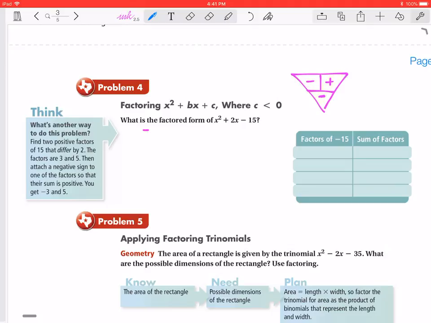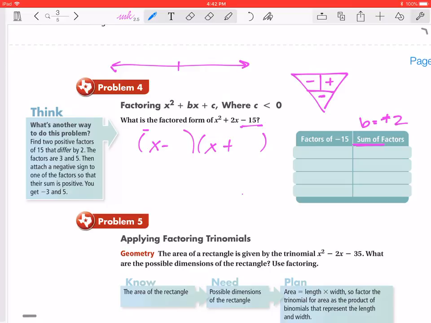So this is one way that you can remember in terms of multiplying. In terms of summing, we have to think about how our number line is working. So we want to think of the factors of negative 15, and the sum of those factors needs to equal positive 2, okay? If it's a negative 15, that means we're going to have a negative and a positive, because a negative times a positive will give us a negative value in terms of our multiplication. But if we want our sum of the factors to be positive, then the higher number needs to be positive.